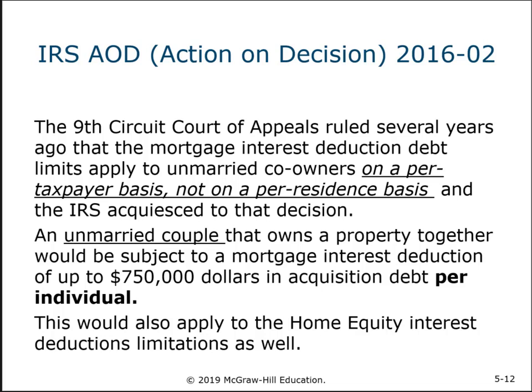The courts have said that the $750,000 limit is on a per taxpayer basis. So an unmarried couple that owns property together was subject to a mortgage interest limit of $750,000 per individual. So they actually could get $1.5 million for not being married, okay, and owning it on a co-resident basis. Where if they were married, okay, because married filing jointly is treated as a single individual, then it would only be $750,000. So it's kind of a marriage penalty. There's a few of those in the tax law where you're actually penalized for being married.